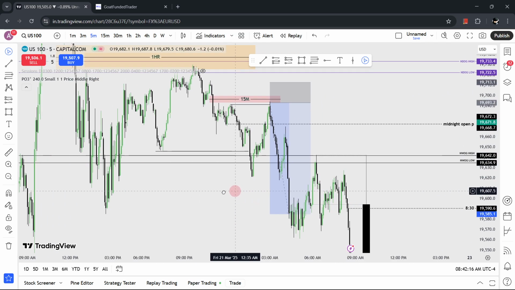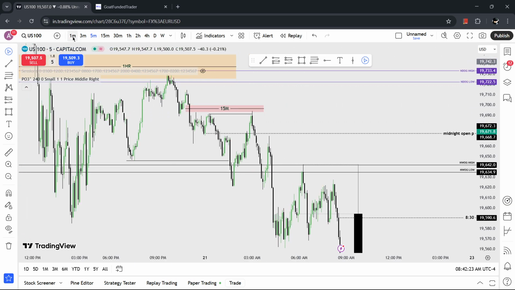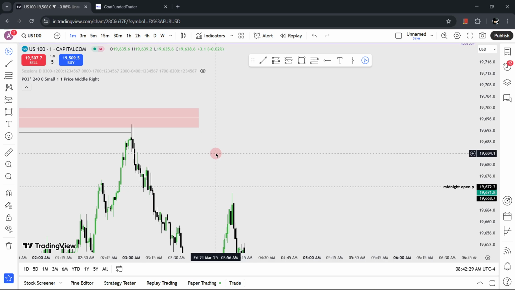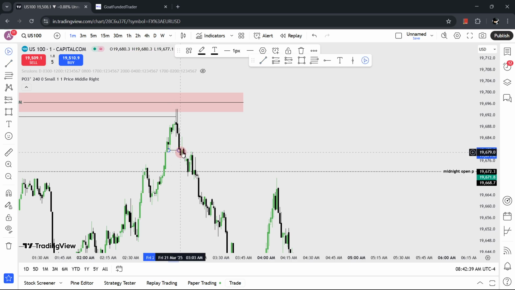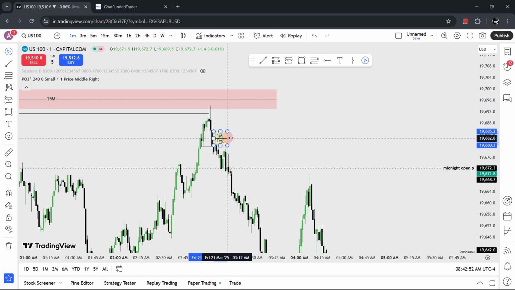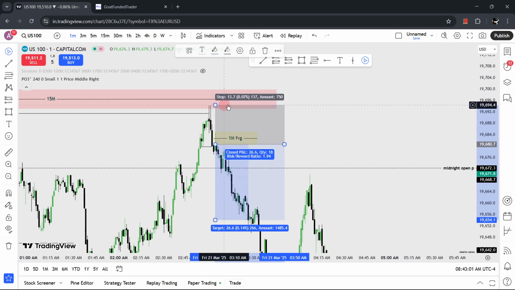Or if you don't want to take an entry like that, what I would do is go to the 1 minute. It's an aggressive entry. This short-term low is taken out, and this 1 minute fair value gap. See, market came to that 1 minute fair value gap. That's going to be your entry, and that's going to be your stop loss.